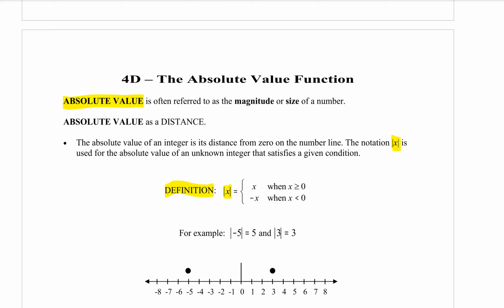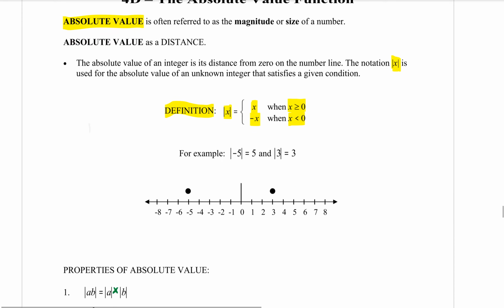Now, what could x have been? If x is a value that was larger than 0, then it would have been a positive value of x that we started with. But if it was less than 0, we actually could have had a negative x inside those absolute value signs, but the absolute value sign makes it positive.